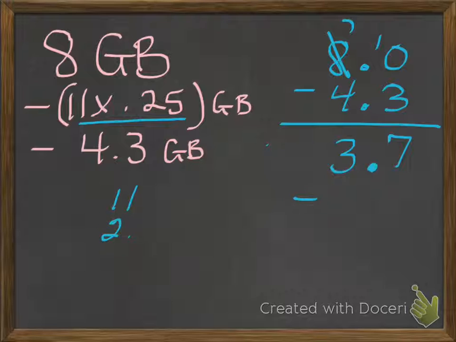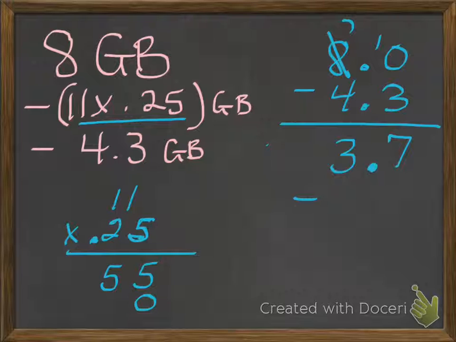So 11 times 2.5, or I'm sorry, 0.25. My mistake. Multiply that. 5 times 1 is 5. Go next door to the next digit over. 2 times 1 is 2. Add up the partial products. We get 5, 7, and 2. And there are 2 digits after the decimal point, so we had to put 2 digits after the decimal point here.